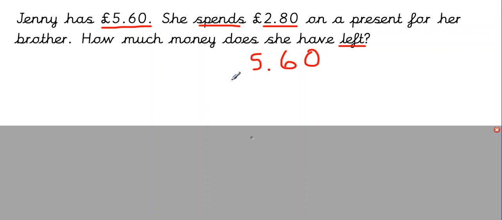Okay, and I'm going to take £2.80 from it. Okay, and then I'm going to bring my decimal point down here. So what I would like you to do now, I'd like you to ignore the decimal point and do your subtraction as usual. So you would do 0 take away 0, 6 take away 8. Remember, exchange if you need to. The decimal point does not mean that you can't exchange. Do it as normal, pretend the decimal point isn't there. Pause the video now and have a go.